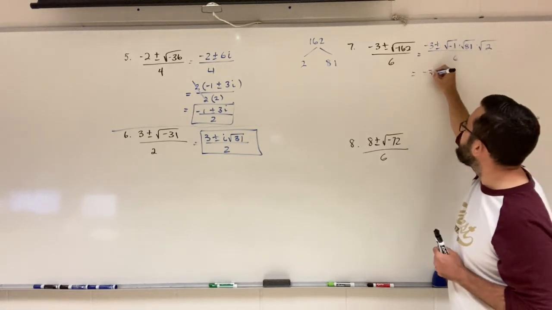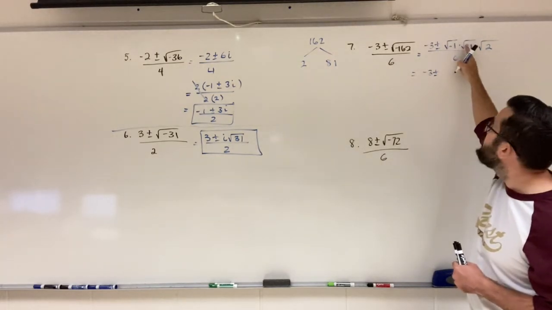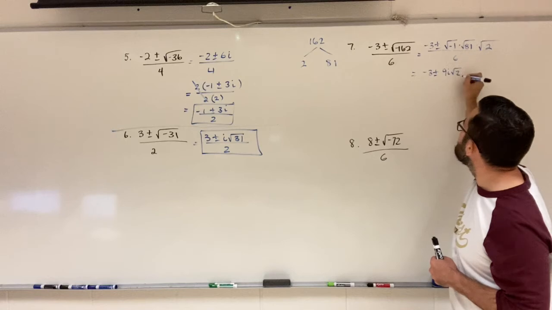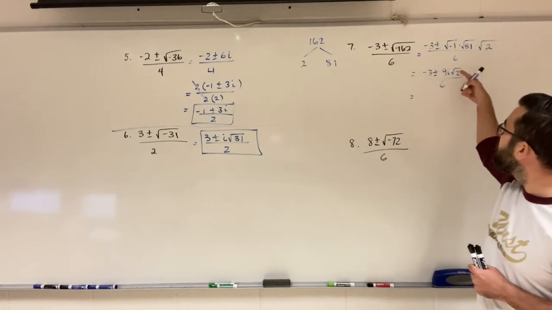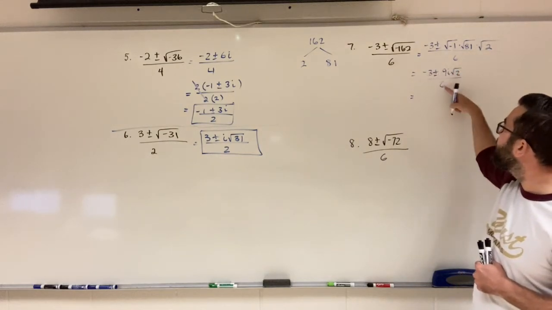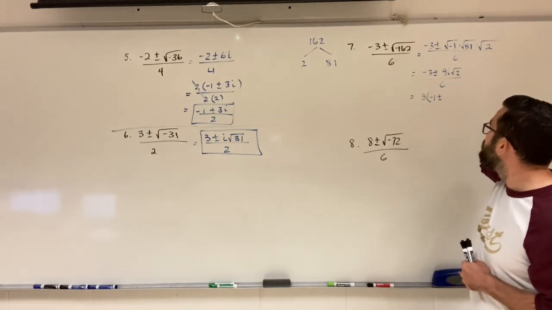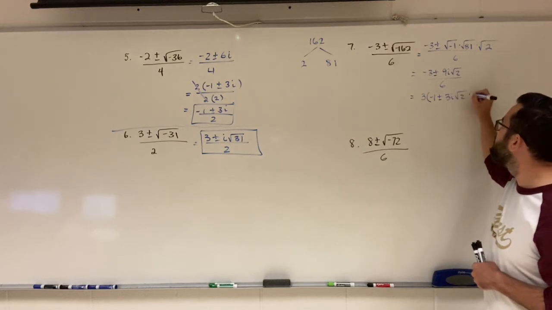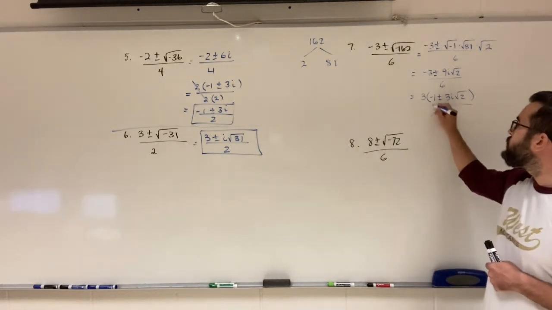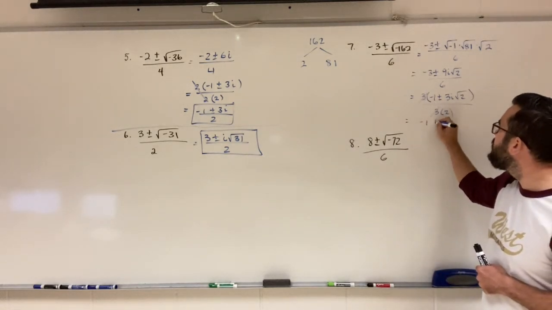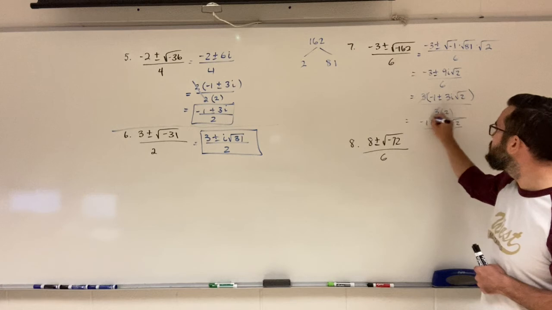Okay, so now I have negative 3 plus or minus the square root of negative 1 is i, the square root of 81 is 9. So I have plus or minus 9i times the square root of 2 all over 6. All right, so the top, negative 3, 9, and 6 all share a common factor of 3. So I'm going to factor out a 3 from the top. I'm left with negative 1 plus or minus 3i times square root of 2 all over 3 times 2. So then the 3's cancel out, and I'm left with negative 1 plus or minus 3i times the square root of 2 all over 2.